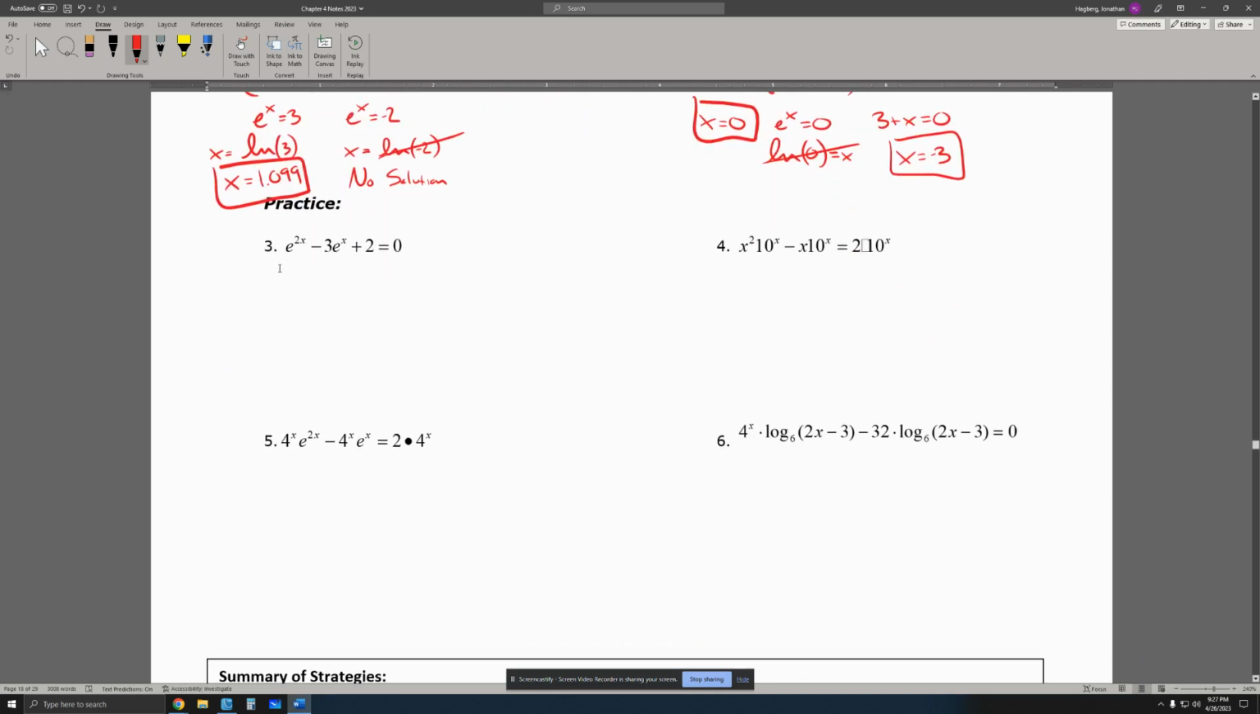All right, let's get some more practice. Number 3. So this looks similar to number 1 in that we have e to the power of 2x and we've got an e to the x. So again, looking like a quadratic trinomial, I'm going to look for factors of positive 2 that add to negative 3. The answer is -2 and -1.